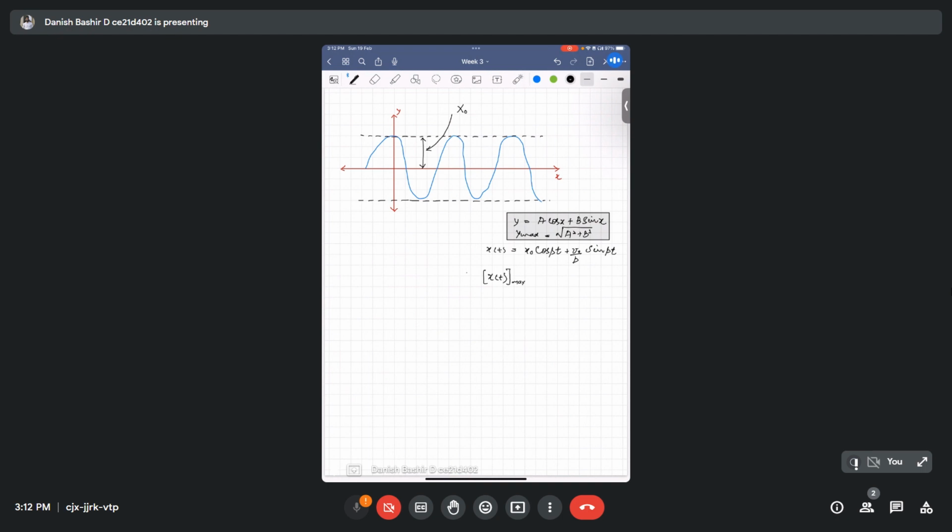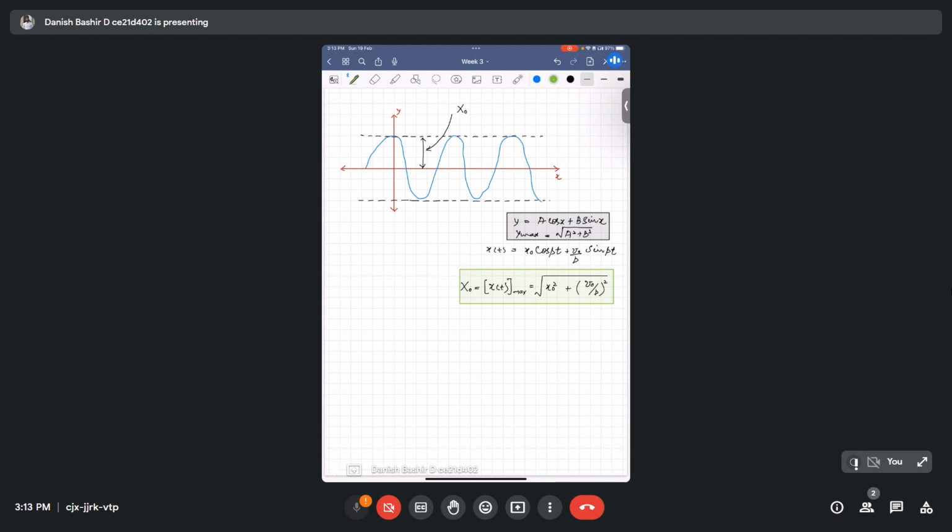We denote it as capital X naught, which will be equal to the square root of x naught square plus v naught upon p whole square. This will be the expression for the amplitude of our free vibration motion. So we will check now in the graph.